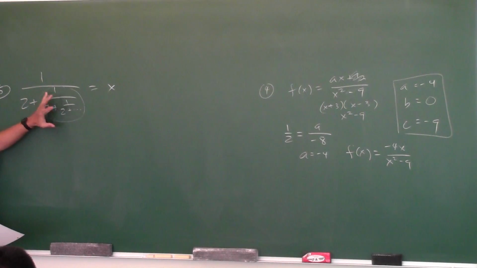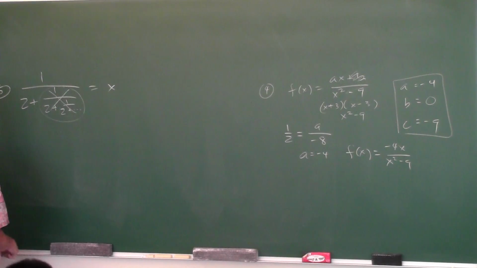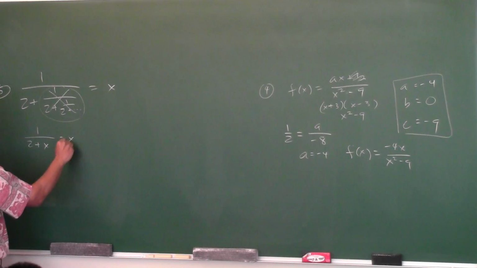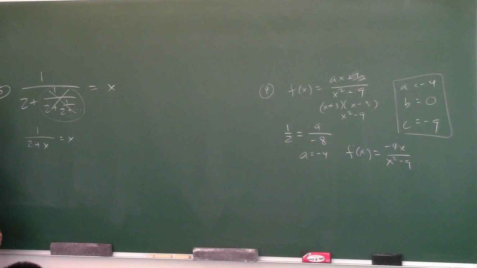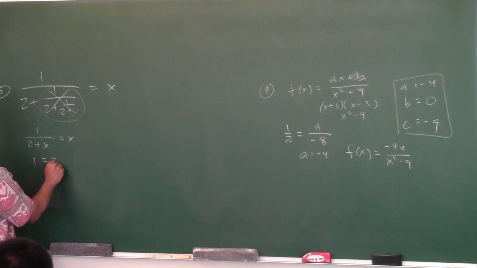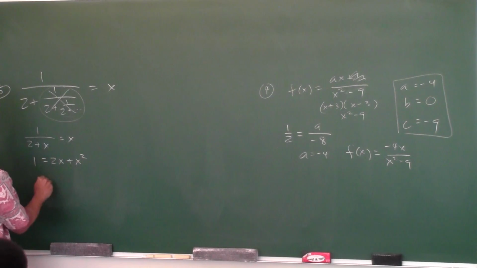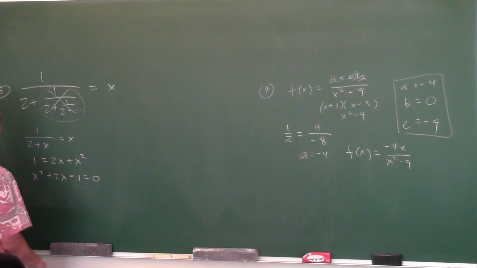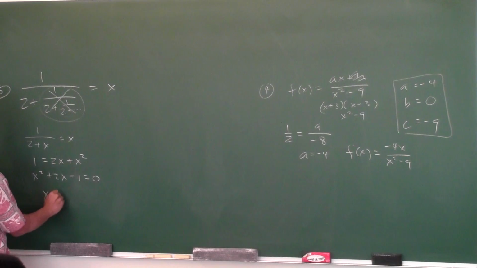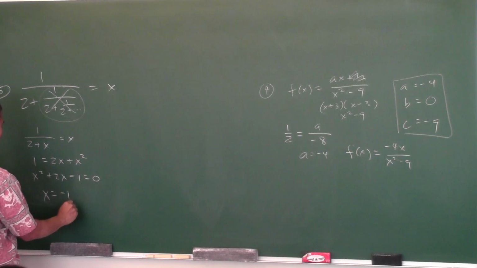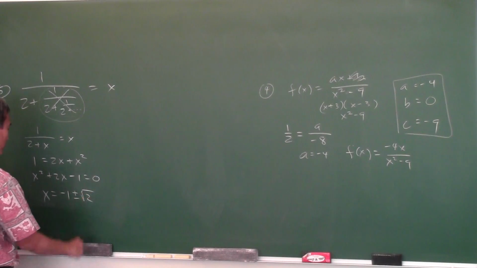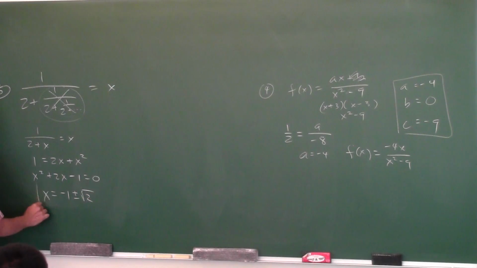You guys understand? The reason why this works is it goes on forever. So this is x. So you get 1 over 2 plus x equals x, and then you just solve this equation. Cross multiply. 1 equals 2x plus x squared. So we make one side 0: x squared plus 2x minus 1 equals 0. And you got to use the quadratic formula, so x equals negative 1 plus or minus root 2. Box that, that's the answer.